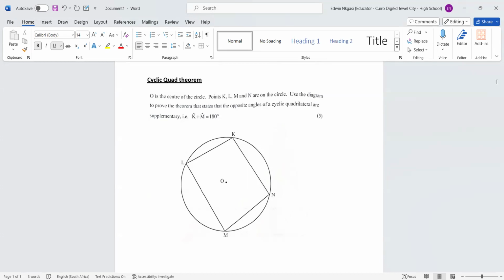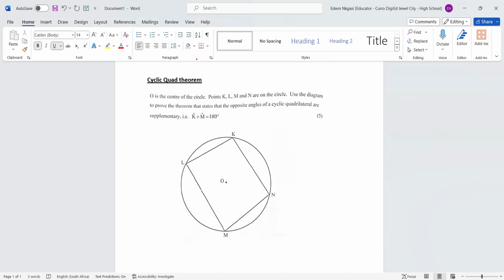So let's look at the background of cyclic quads and what is the necessary information, or background knowledge, that you require to apply a cyclic quad.